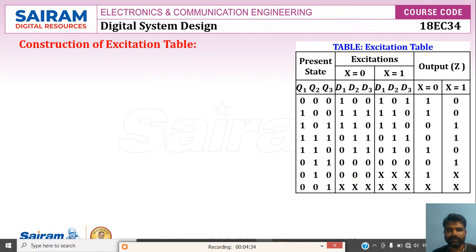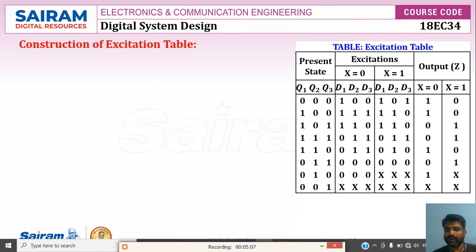See, observe in this excitation table. So next we are going to write the Boolean expression using K-map. And observe here present state, they are not in the order. See 000. Next you are expecting 001, but here 100. It is not in the order, so it makes a little bit of confusion to write the entries into the K-map.